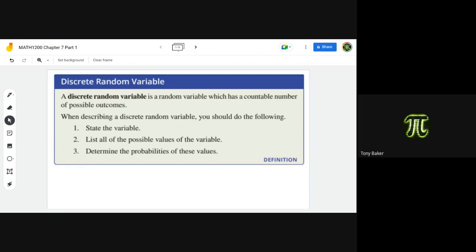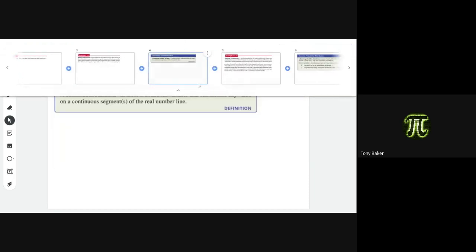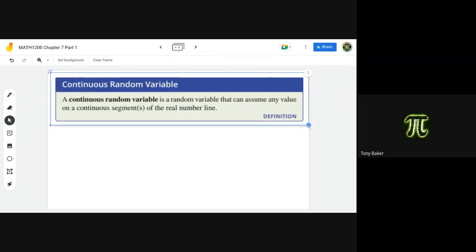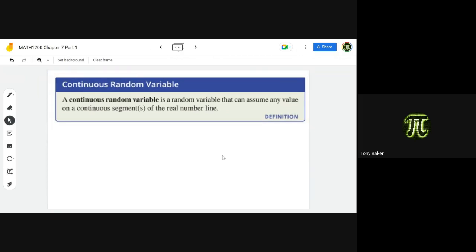Can you give a quick, simple definition just so I can write it down? Discrete is a random variable which has a countable number of possible outcomes. So you should be able to list or state exactly how many outcomes there are. And continuous can assume any value on a continuous segment of numbers. So basically any number between 1 and 10. That's continuous. If I said only integers, so it's 1, 2, 3, 4, 5, 6, 7, 8, 9, 10, that would be discrete. Does that make sense? The difference between the two? Okay.